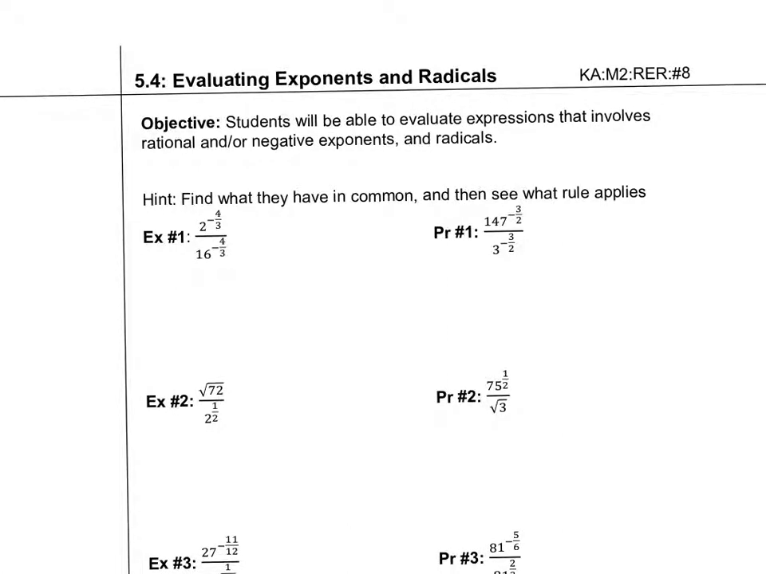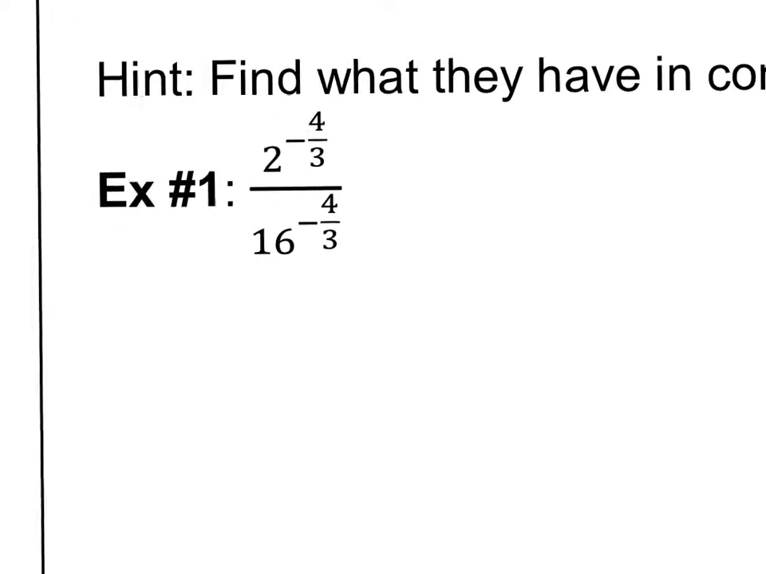Okay, 5.4, evaluating exponents and radicals. Students will be able to evaluate expressions that involve rational and/or negative exponents and radicals. So here's the trick. I want you to look and see what they have in common, and then that'll tell you what rule to use from either 5.1 or 5.2. So let's take a look at the first one here.